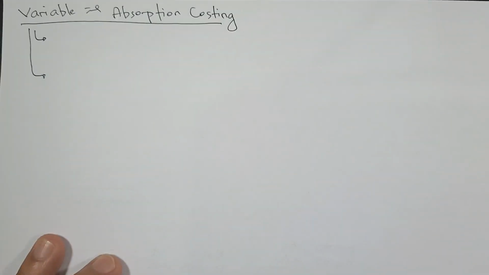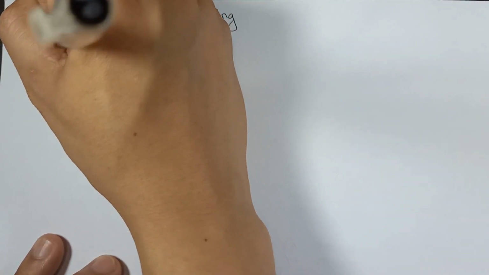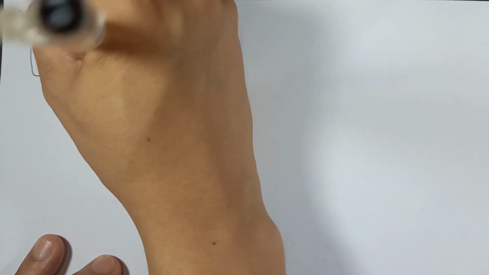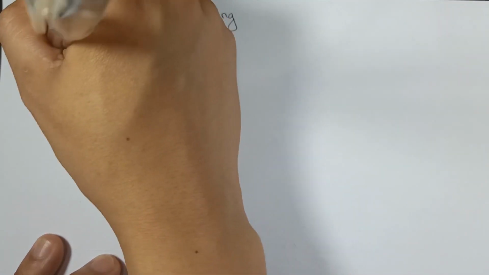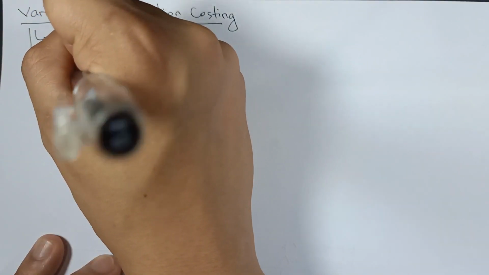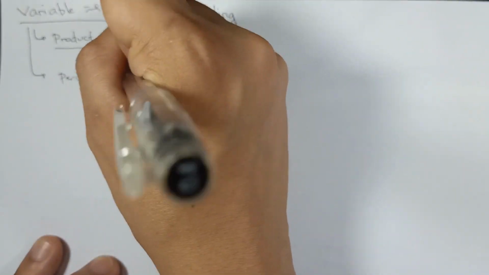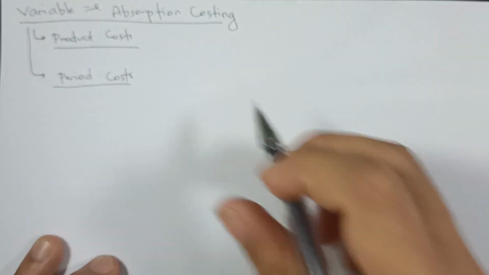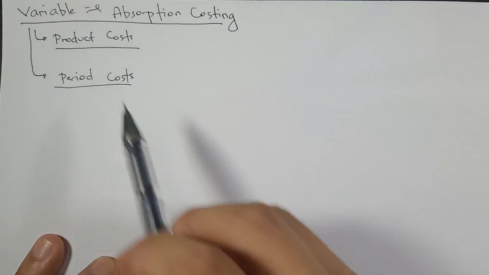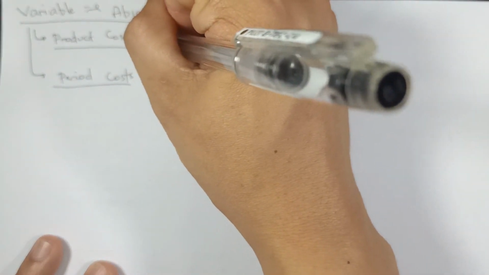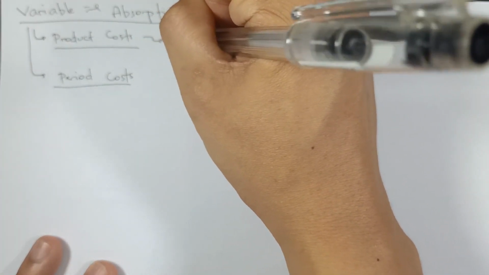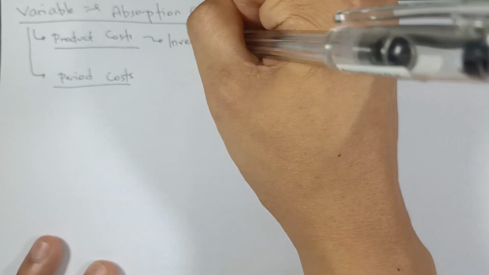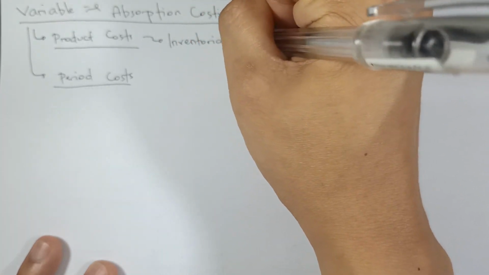na to on my other video. Malinaw? So gusto ko munang i-distinguish ulit yung pinagkaiba ng product cost and period cost. So, meron tayong tinatawag na product cost and period cost. So, kapag sinabi nating product cost, these are actually the costs that can be inventoried. Ibig sabihin, these are the inventoriable cost.